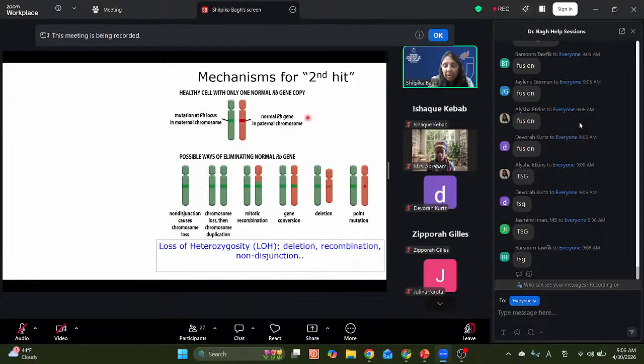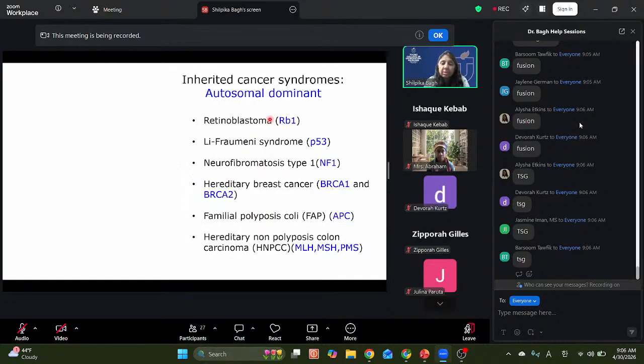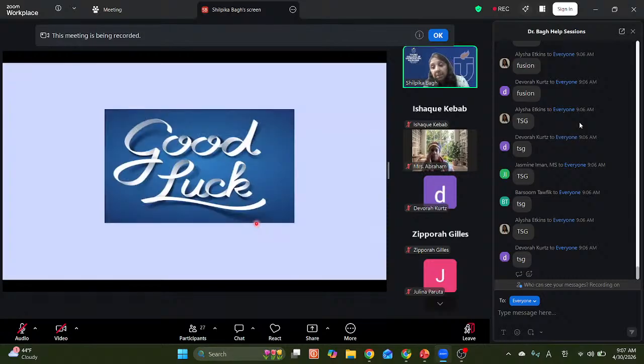Loss of heterozygosity, is it a tumor suppressor or proto-oncogene? Tumor suppressor. RB, tumor suppressor. P53, tumor suppressor. NF1, tumor suppressor. BRCA1, BRCA2, tumor suppressor. APC, tumor suppressor. MLH, tumor suppressor. Clearly distinguish these two.